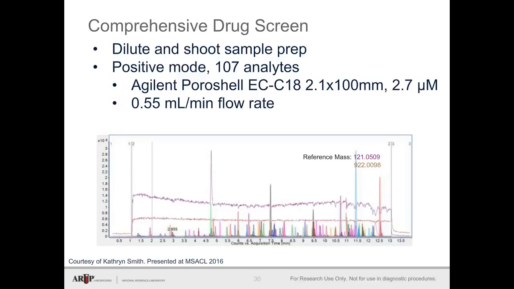Using the divert valve is critical with the dilute and shoot prep because all of the junk comes off the column at the beginning and at the end, and so we don't want to send that into the mass spec. So that's what those lines on either side of the chromatogram are, the 1 and 2 and 2 and 3. Those are different experiments. So experiment 1 is being sent to waste and experiment 3 is being sent to waste. So we're only collecting in experiment 2.